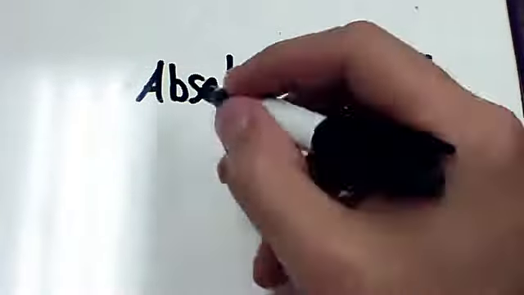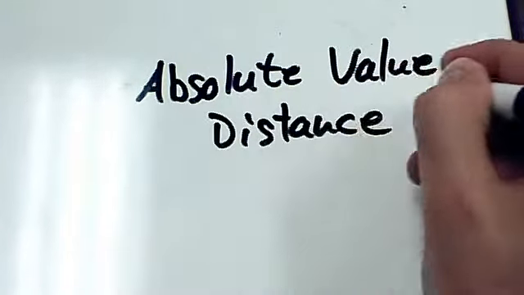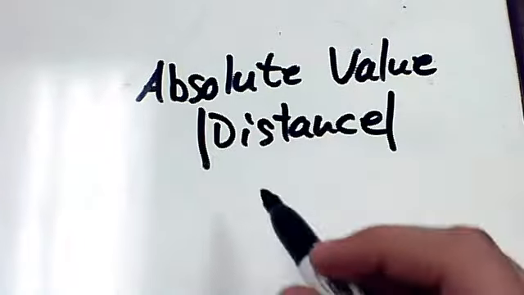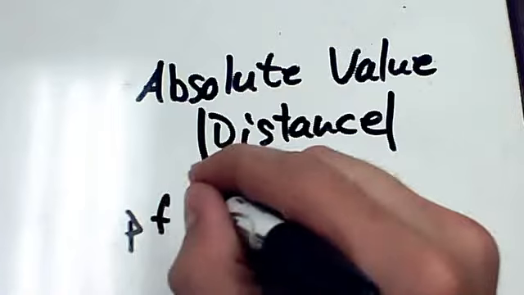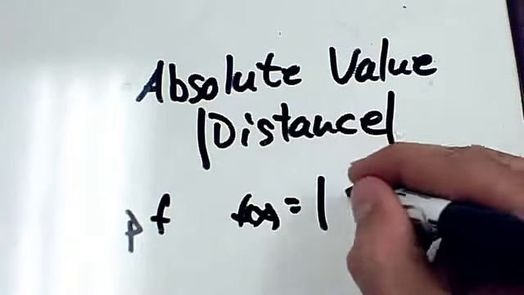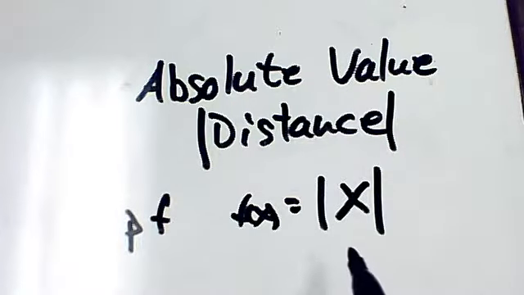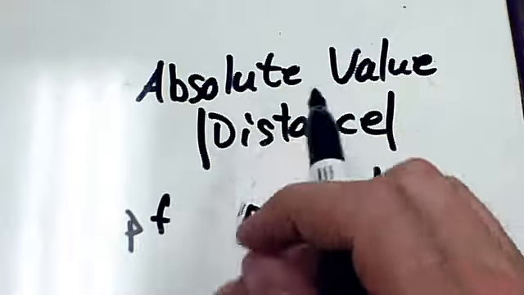Okay? Absolute value is talking about the distance that you travel. Okay? And it's represented by this function, this parent function. I'll put PF for parent function. f of x is equal to the absolute value of x, and it's represented by these two vertical bars here.